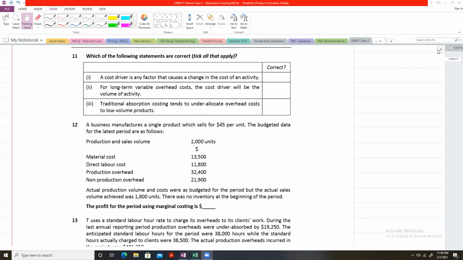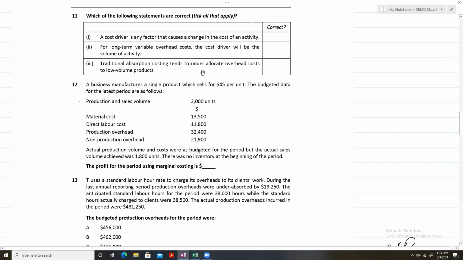Now, here I have another question, question number 12. This is in fact the same question, but it requires you to calculate profit under marginal costing instead of absorption costing. I hope you can do this question yourself from your knowledge of the previous question. You can easily do this question.